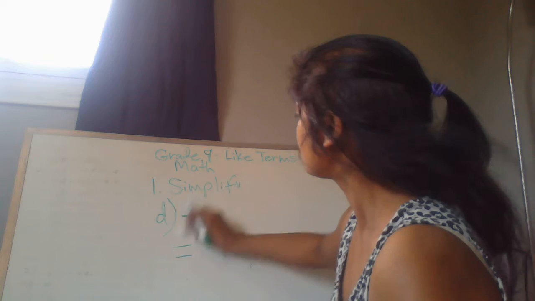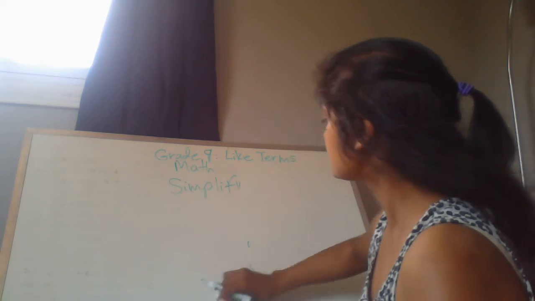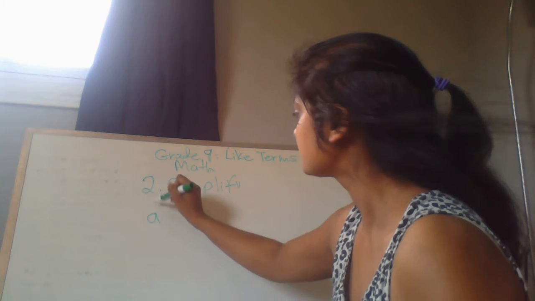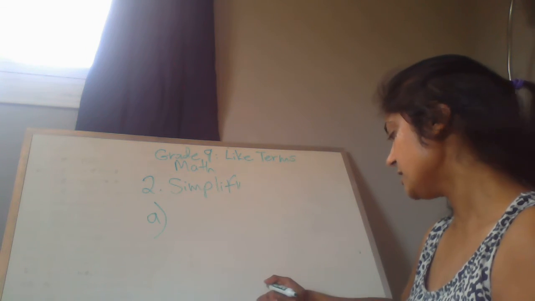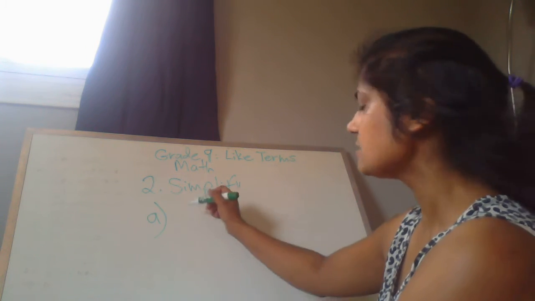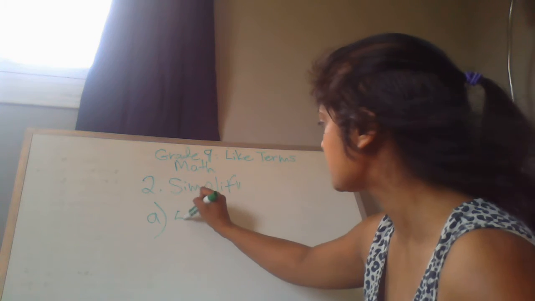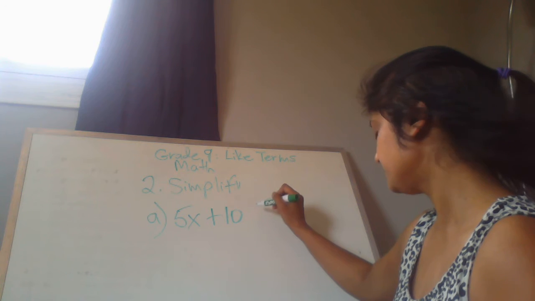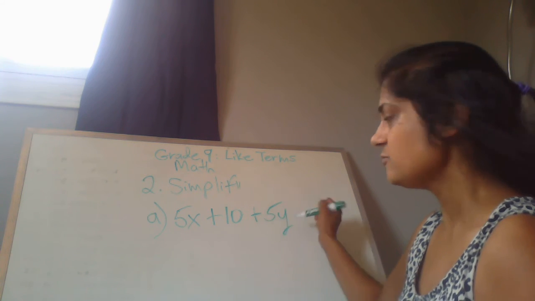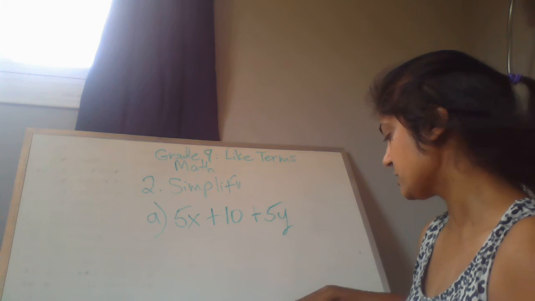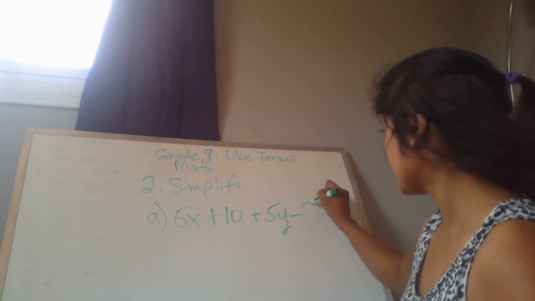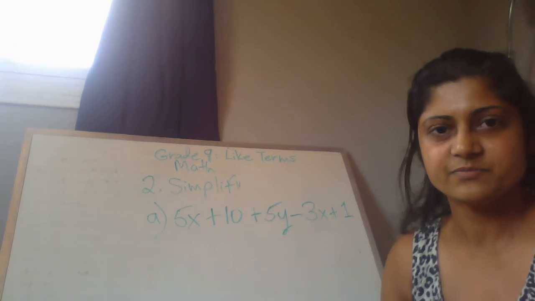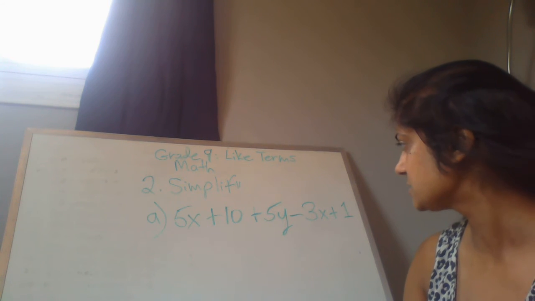So good work so far. I'm going to change this to number 2. So this time we're going to have 2 separate variables. So I'm just going to copy down one of these questions here. Let's try this one. So it's 5x plus 10, plus 5y. So make sure you know which ones are the like terms here. Minus 3x plus 1. All right, so this is what the question is here.